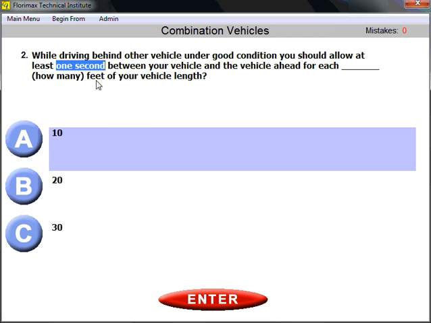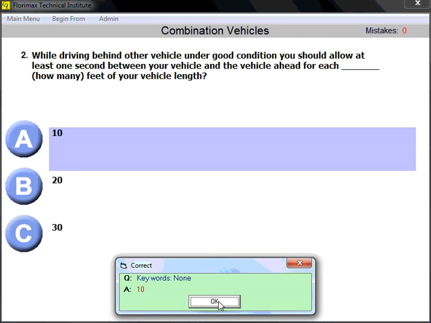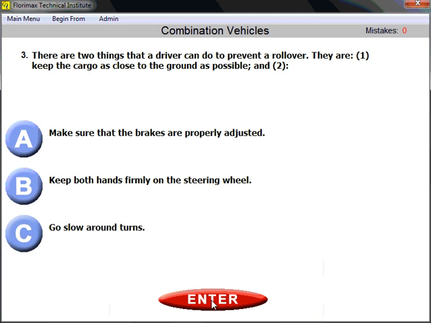That was true for general knowledge. That was true for any other divisions of your exam. Just remember, 1 second is 1 second per 10 feet of your vehicle length. So if your vehicle is 100 feet long, you need to allow 10 seconds, right? 10 feet, 1 second.